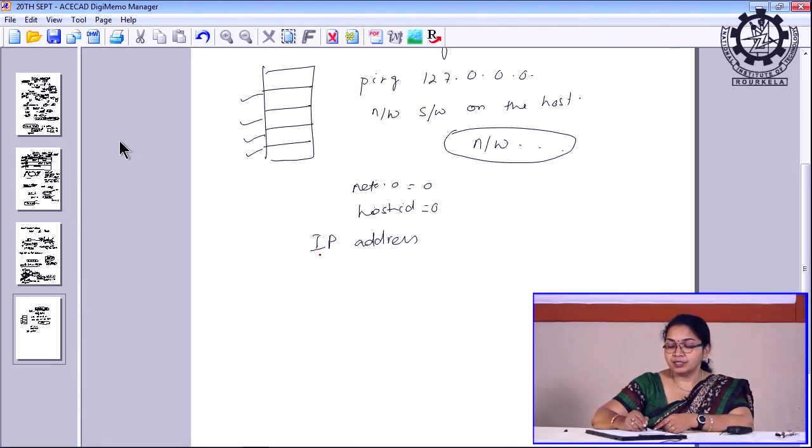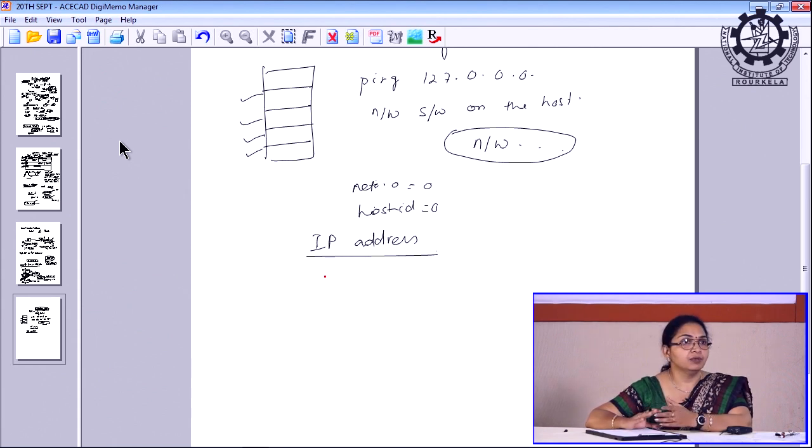How you address a particular host, how you allot the IP address to a host. That is why this is called a logical address. This is in the control of the designer. He says what kind of address I can give, and in which domain it has to be.